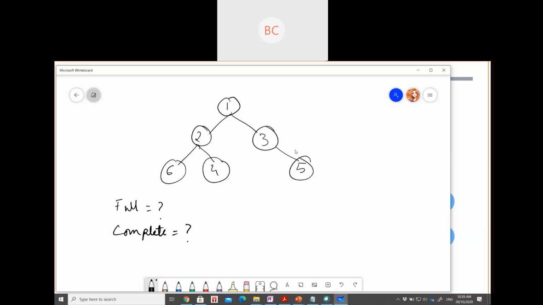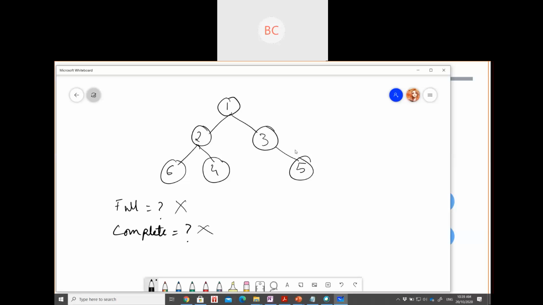Okay, it's neither full nor complete. Left side has pairs, so complete. No, it's neither. Why? Your condition for a full binary tree is what? Your node should have either two or no children. In this tree, a node has one child, which is violating the condition for full, correct?